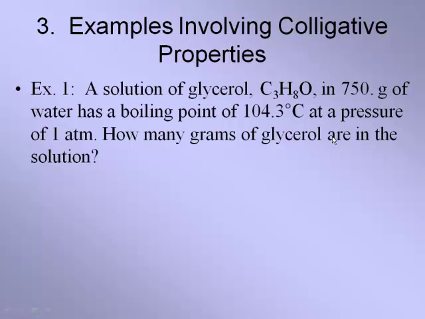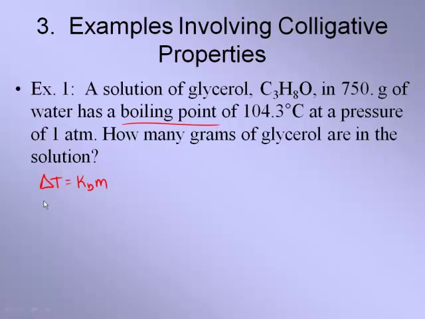Now let's do a couple problems involving both of these. So a solution of glycerol, C3H8O, in 750 grams of water has a boiling point of 104.3 degrees Celsius at a pressure of 1 atmosphere. How many grams of glycerol are in the solution? Always start with your formula. This is a boiling point problem because it says boiling point.